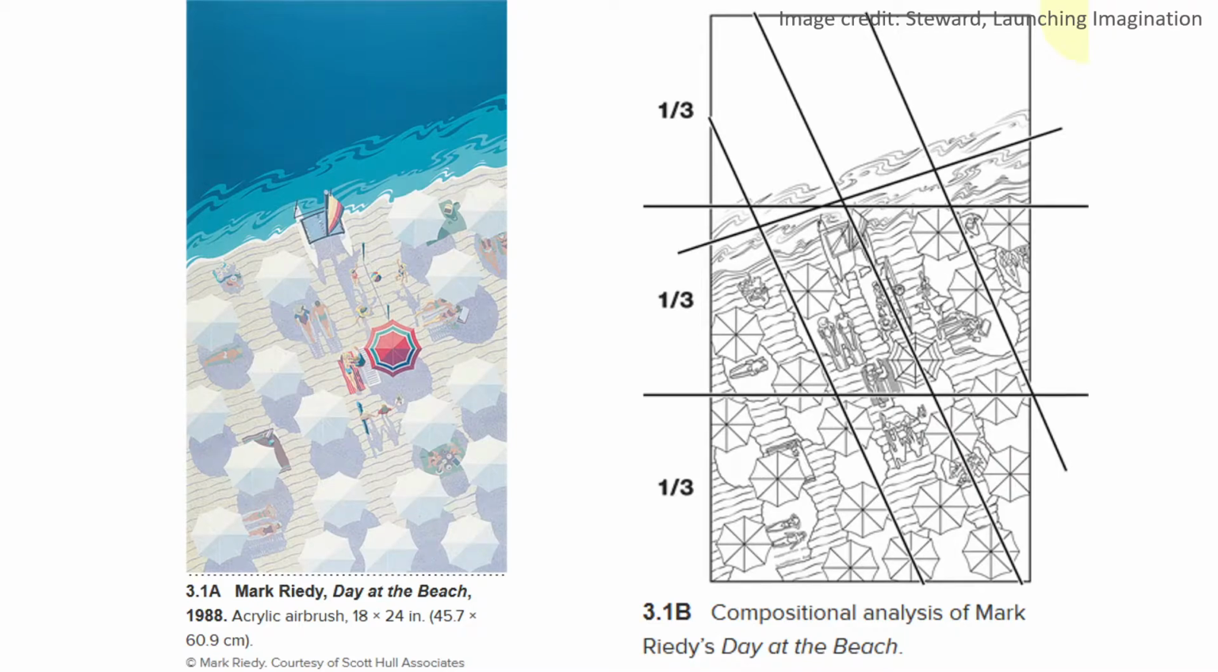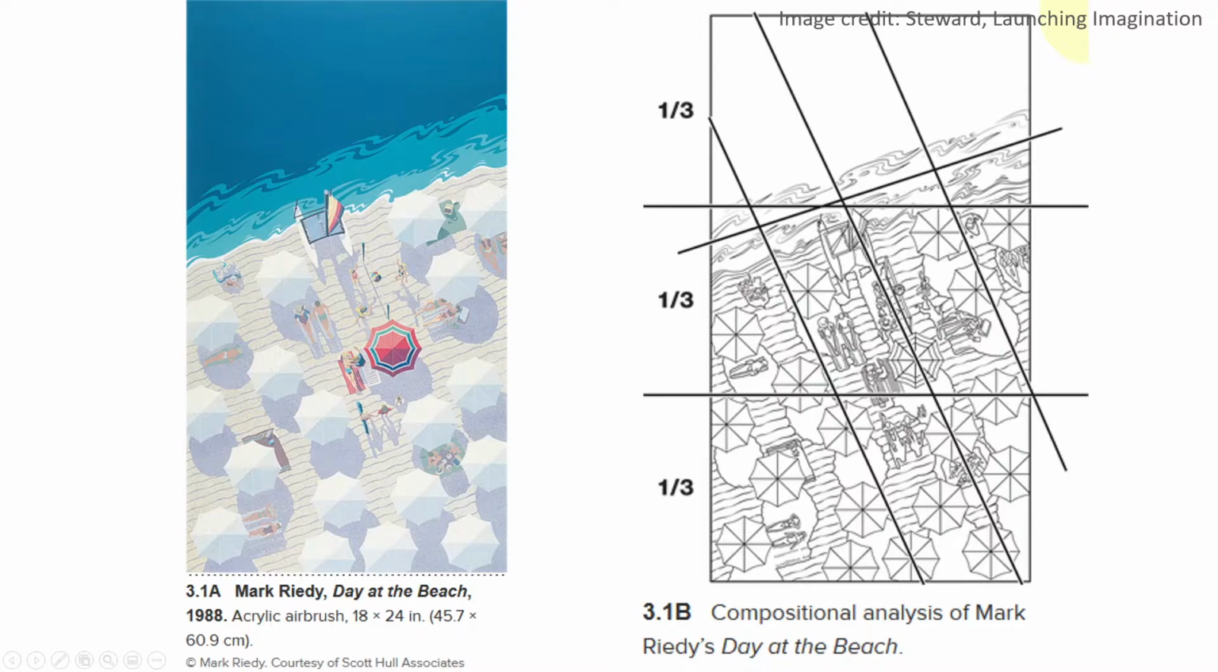In this example, a painting by Mark Ridey, he used three major strategies to unify his composition, as you can see on this diagram right over here. First, all the major shapes are organized diagonally from the lower left corner, right here, to the upper right. So it has that strong diagonal going from lower left to the upper top.